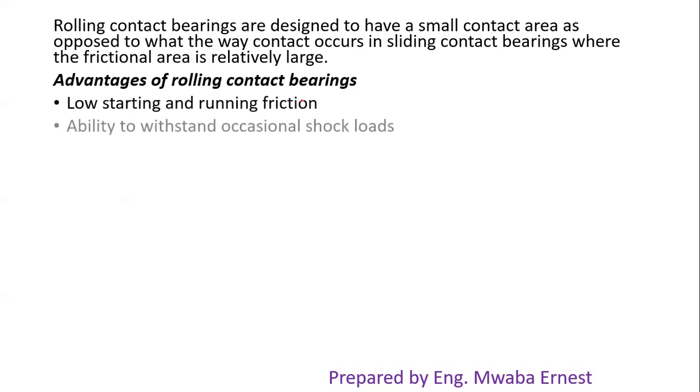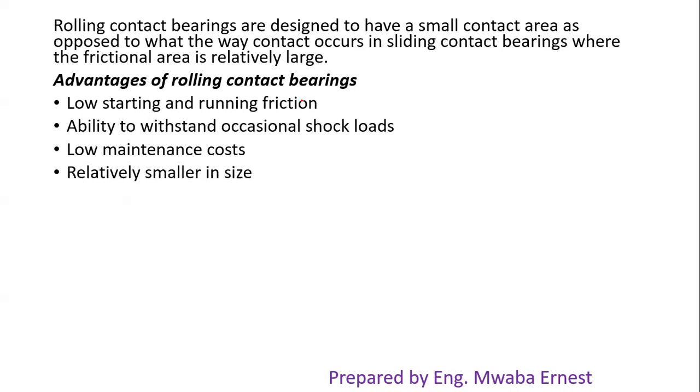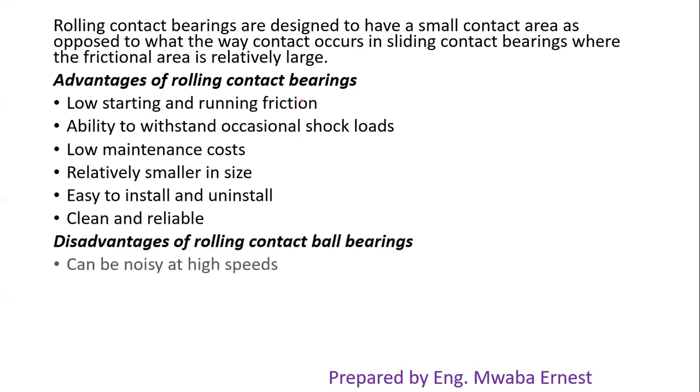Now, what advantages do you see? One of them is that the friction is reduced compared to the sliding one. They are also able to withstand shock loads. Low maintenance costs, relatively small in size, easy to install and uninstall. They are also clean and reliable. Then what are some bad sides to this? At very high speeds, they can be noisy. And with prolonged shock loads, the resistance also goes down.